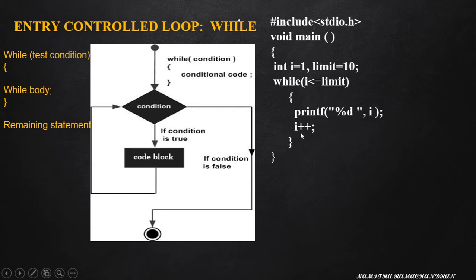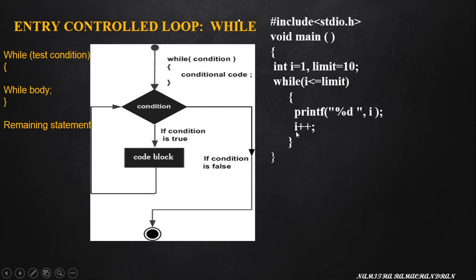After that, here is the statement I plus plus. This is the shorthand representation of the statement I equal to I plus 1. We have already discussed this shorthand representation. I plus plus means I equal to I plus 1. So the value of I gets incremented by 1 and the value of I becomes 2 now. So with this updated value of I, we need to check the condition again.